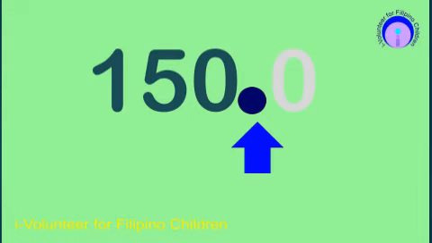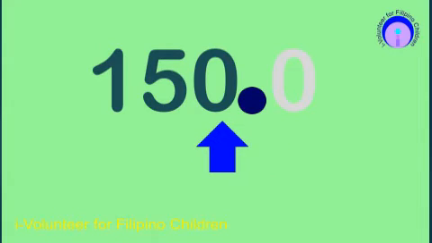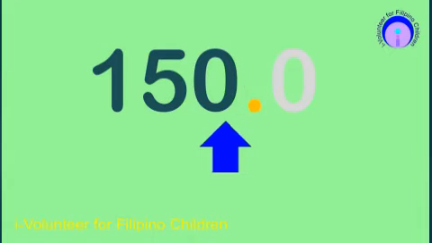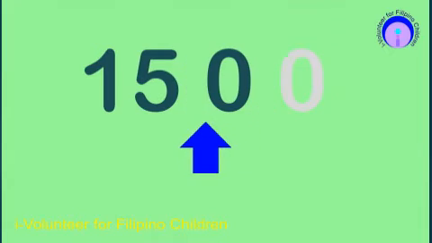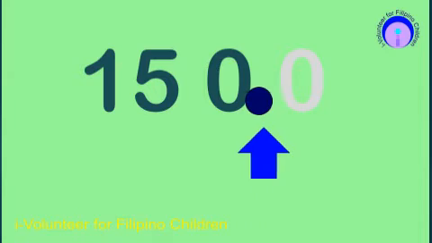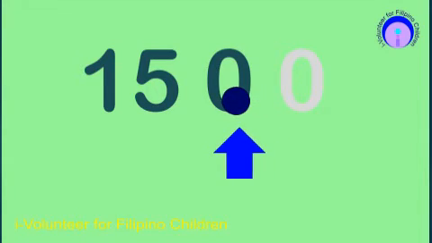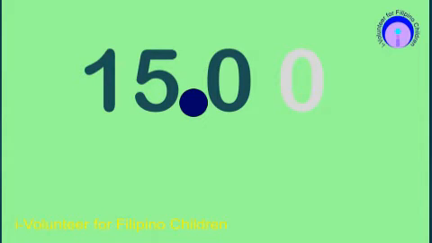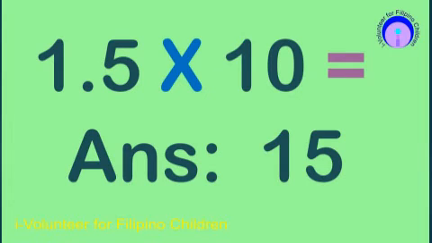Here is your first product in step 2, 150. But remember, this is not your final answer. Step 4 is moving the decimal point to the left. How many places to the left? Of course, there's only 1. Therefore, we are moving the decimal point 1 place to the left. Therefore, problem number 2 is equal to 15.